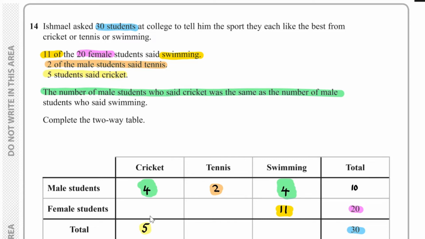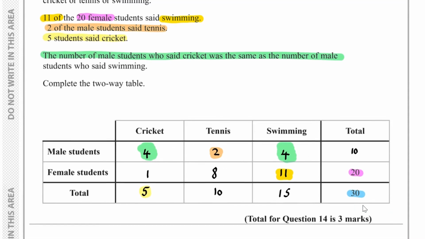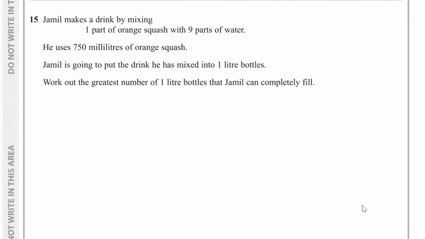Okay, so with this we can find out the number of female students who like cricket. 5 take away 4, that's 1. We can find the number of female students who like tennis. 20 take away 11 take away 1, that's 8. To find the number of people who like tennis, 2 plus 8, that's 10. And the total number of people who like swimming, 4 plus 11, that's 15. And here, 5 plus 10 plus 15, that's 30. So that's our two-way table completed.